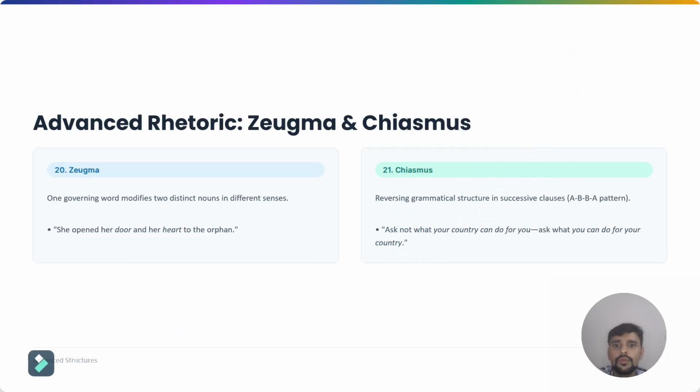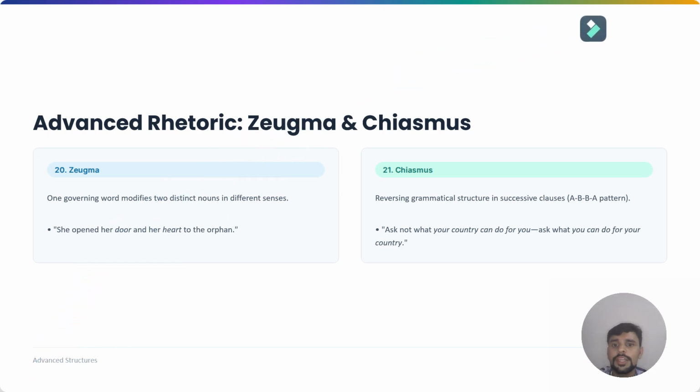Now we are moving into some of the more advanced figures of speech. Let's start with zeugma. Zeugma occurs when one governing word applies to two different objects, often in different senses. For example, "She opened her door and her heart to the orphan." The verb opened applies to both door and heart. But obviously the two meanings are different.